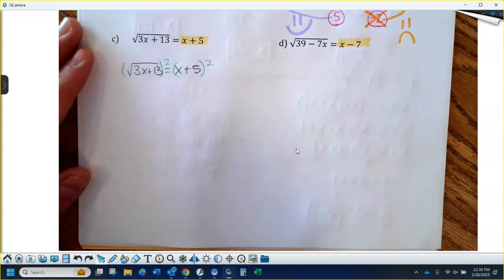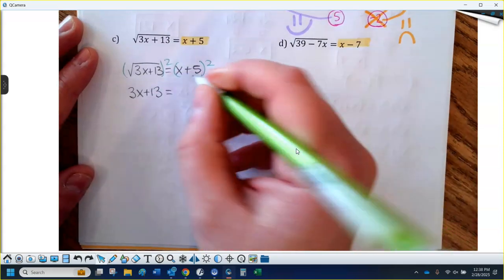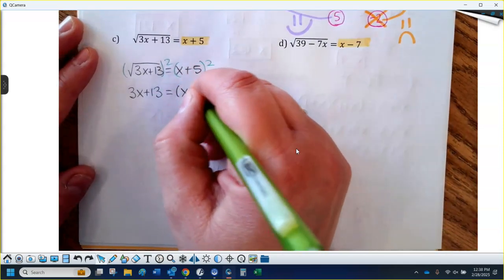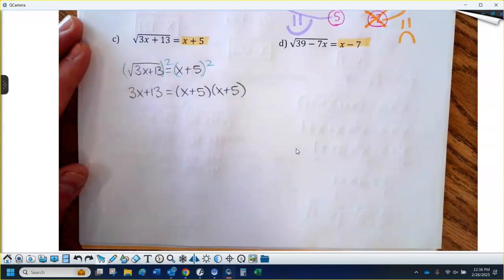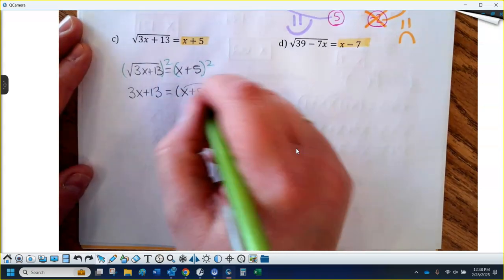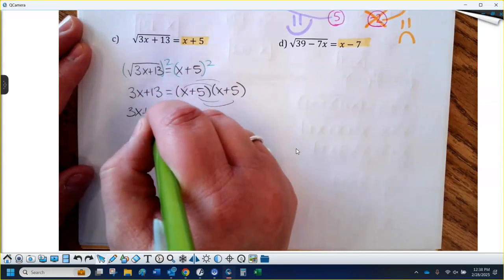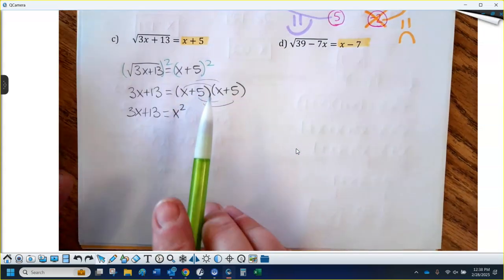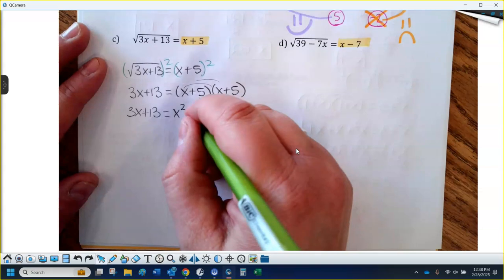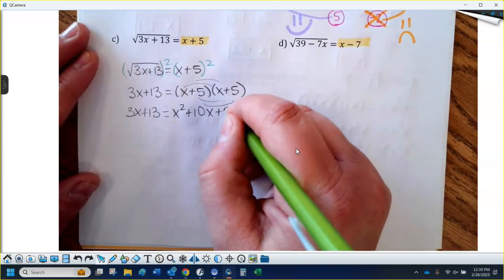Now this is kind of like that one on the front. The square root and squared are going to cancel each other out on the left. On the right, do not distribute. Anytime you have adding or subtracting inside parentheses that gets squared, I have to multiply that by itself. So FOIL, box, whatever you like. This would be 3x plus 13. Okay, I'm just going to cheat a little bit. I'd get plus 5x plus 5x, so it would be plus 10x, and then 5 times 5 is 25.